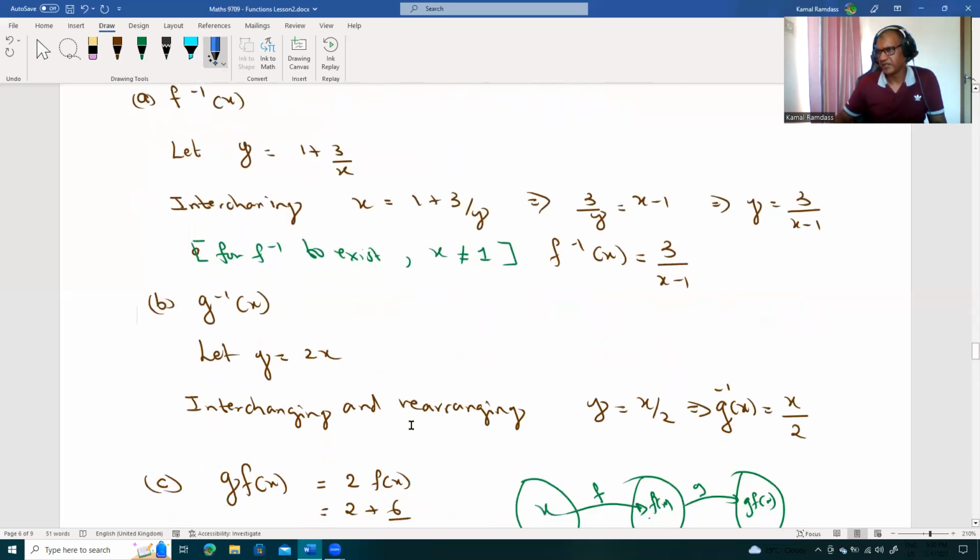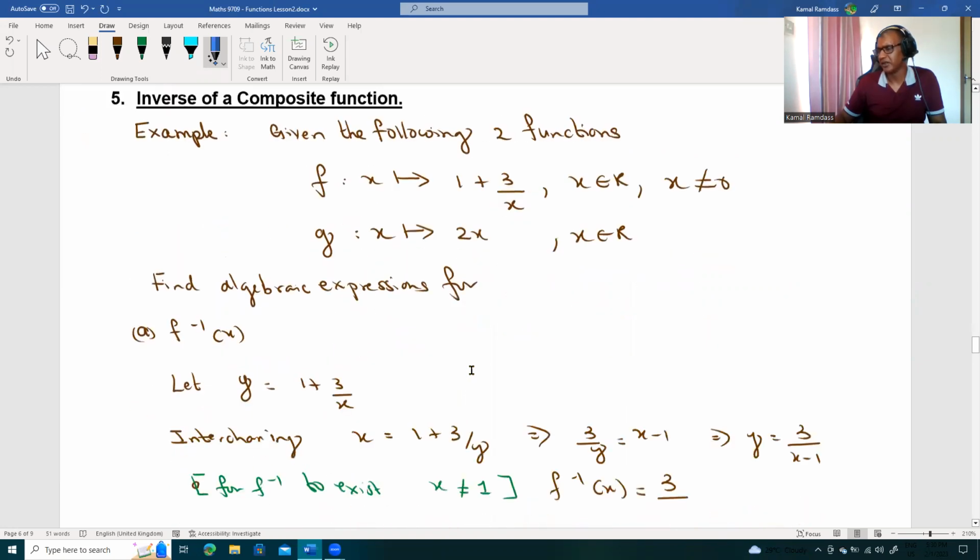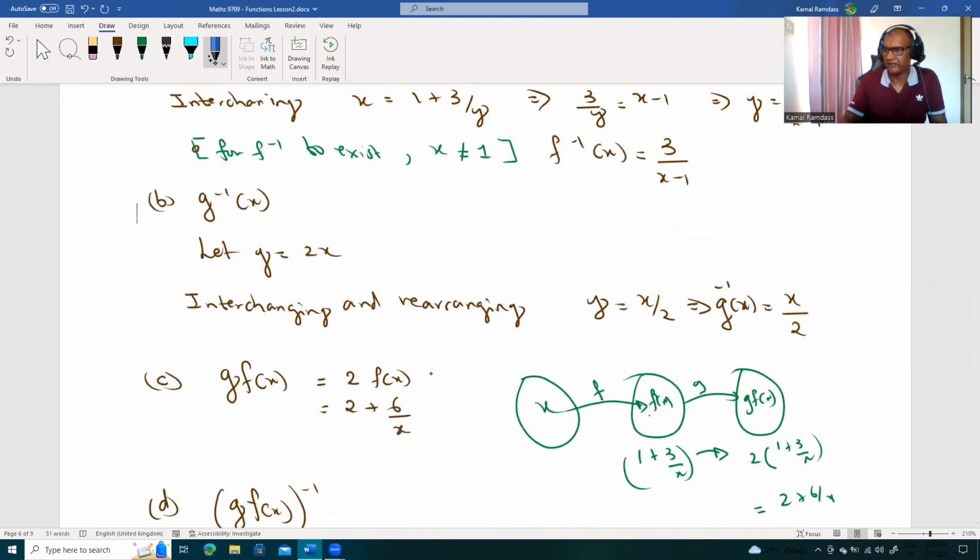OK. G inverse of x. Let y is equal to 2x, interchanging and rearranging. Having x is equal to 2y, et là, y peut être là x divided by 2. OK? Et là, g inverse of x peut être là x over 2.